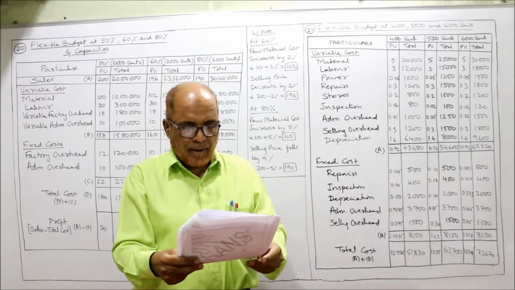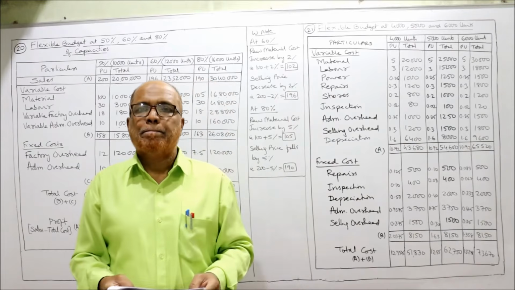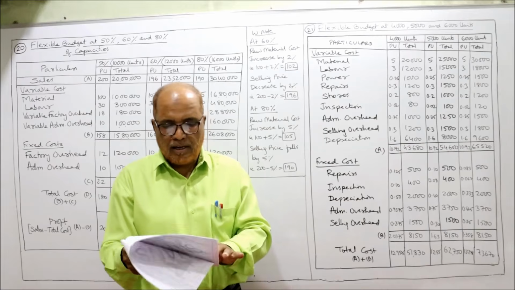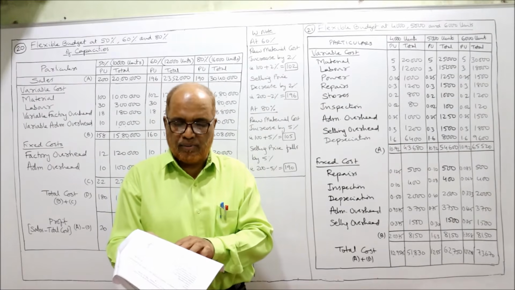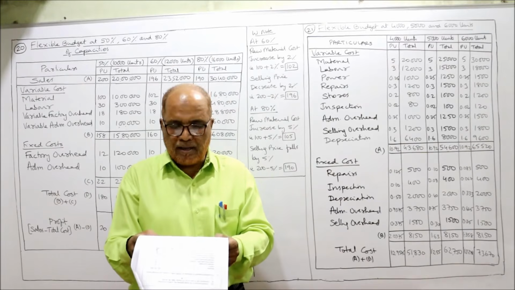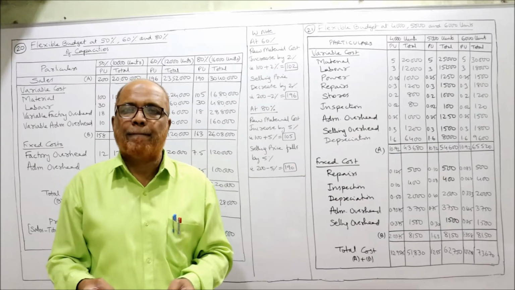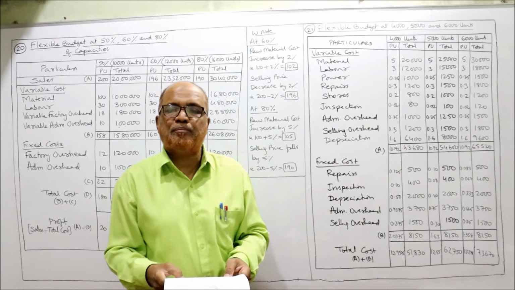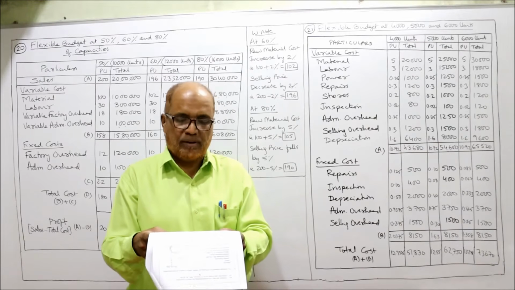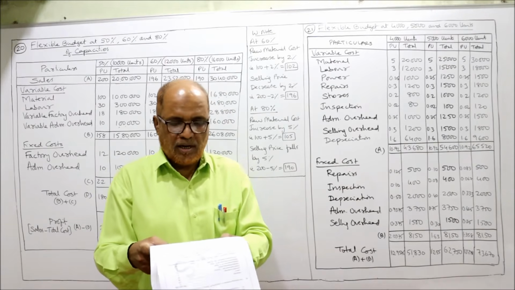So here we are given material cost 25,000 rupees, 100% variable. There are no fixed element in material. Labor cost 15,000, 100% variable. Power 1,250, 100% variable. Repair 2,000, 75% variable. So remaining 25% fixed. Then stores 100% variable. Inspection 20% variable, 80% fixed.